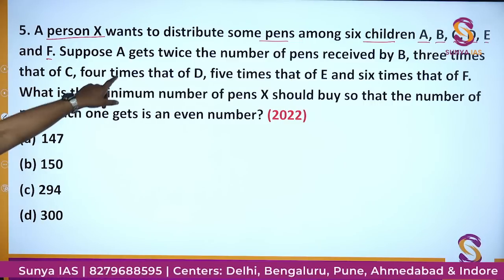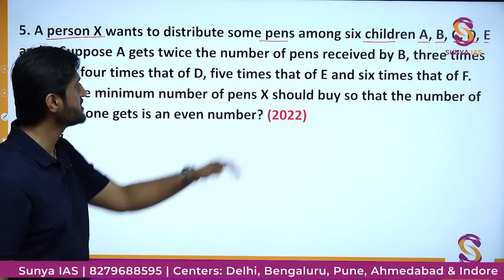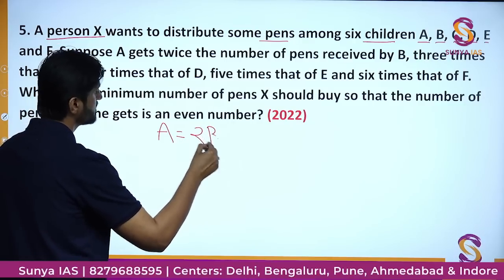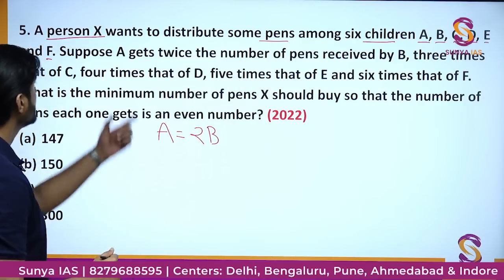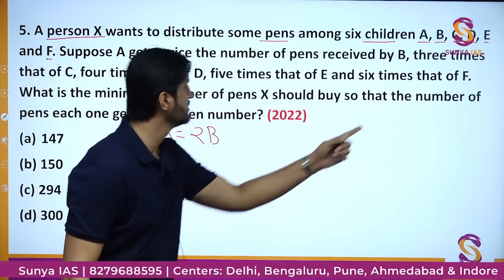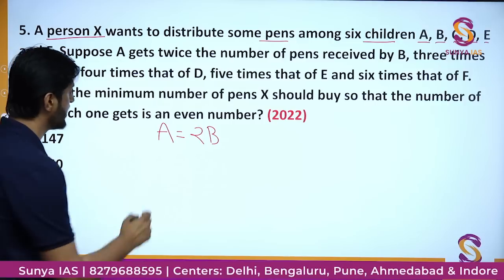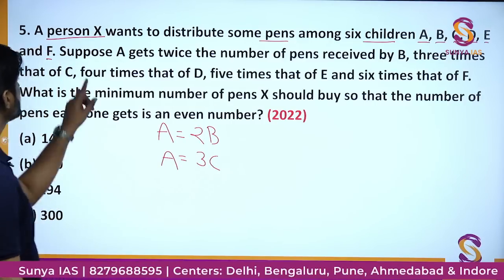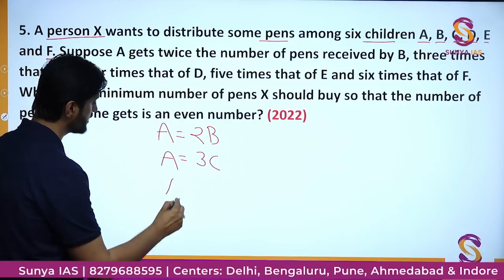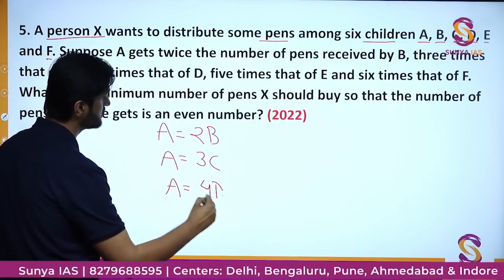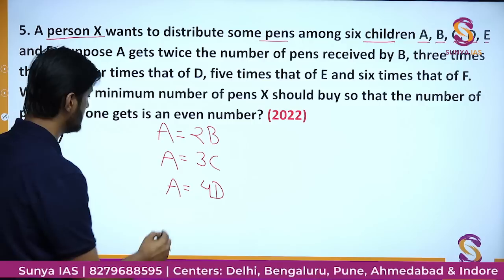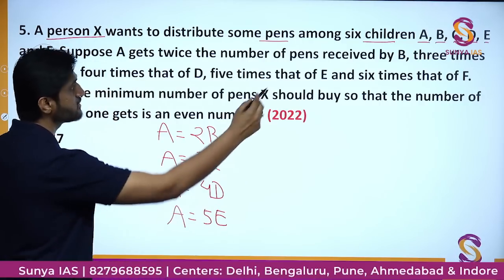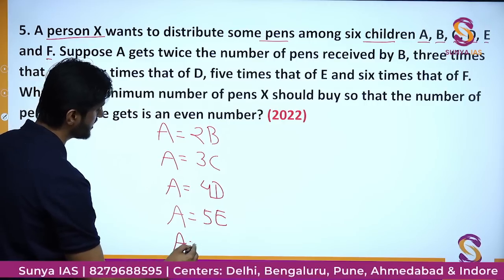What is happening here? A gets twice the number of pens received by B. So A is getting 2B, twice the number of pens. A is getting 3 times the number received by C. So A is nothing but 3C. 4 times that of D. So A is nothing but 4D. 5 times that of E. And finally 6 times that of F. So A is nothing but 6F.